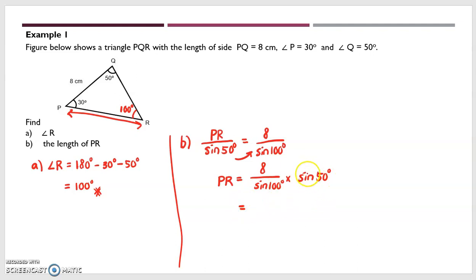Make sure that your calculator is in degree mode, not radian. So 8 divided by sine 100 degrees, then we multiply by sine 50 degrees. So the answer will be 6.223 cm. So here is the answer for example 1.